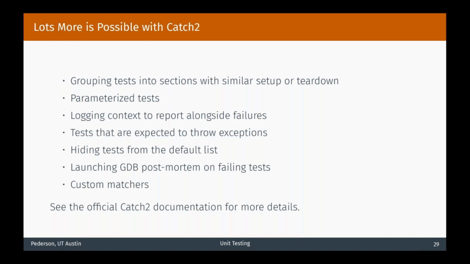You can also hide tests from the default list. That means that when the test driver is run, it doesn't run that test, but the test is still there if you ever want to run it manually. You can also launch GDB whenever a test fails, and that's done automatically if you do it correctly with Catch2. And you can also set up custom matchers if you know what that is. For all of those, you can go to the official Catch2 documentation on GitHub to see how to do them. They have pretty good documentation and it's pretty straightforward. Next slide.